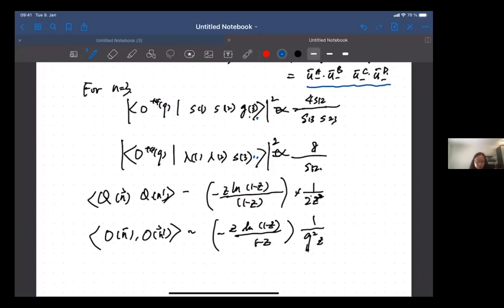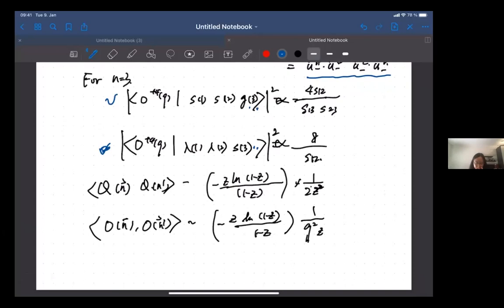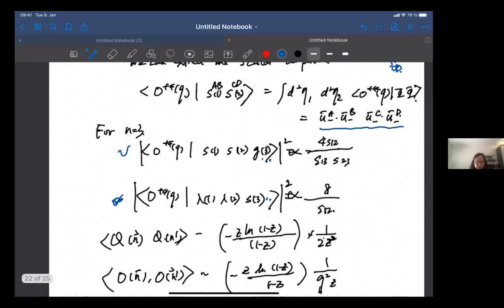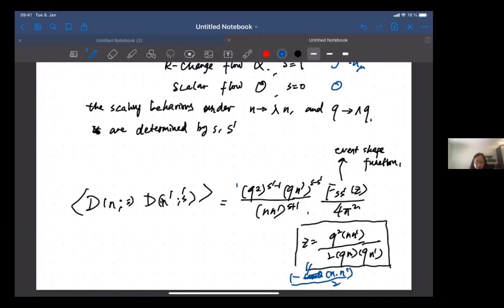We only need this channel where we have two scalars in the final state. So by integrating over the phase space, you can find the result is given here. We can compare this explicit result, including those for the energy correlators, with the master formula here, and check that this explicit dependence on the Q squared and N and M prime are actually correct, and the event shape function, the FSS prime, we can read off from these expressions.